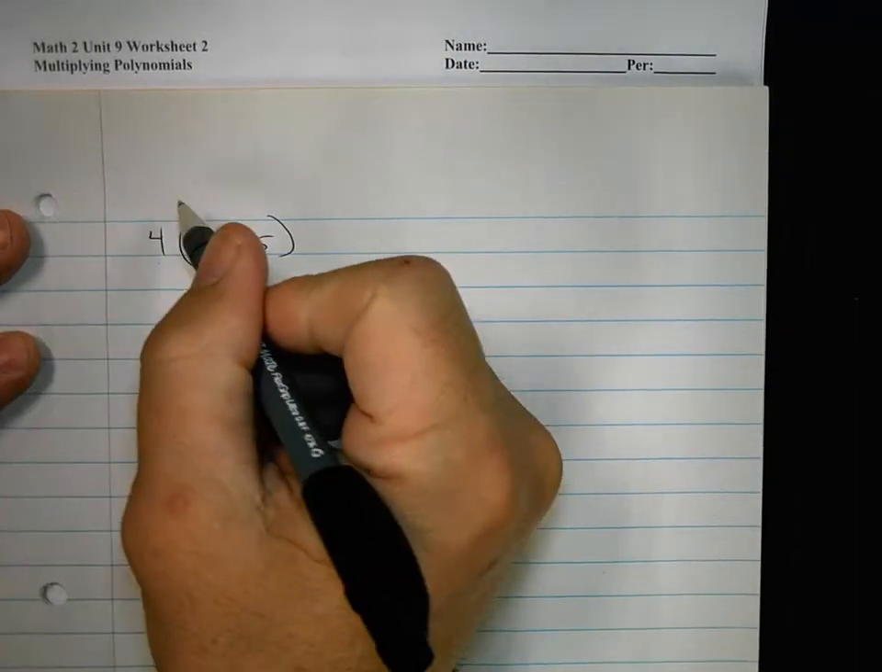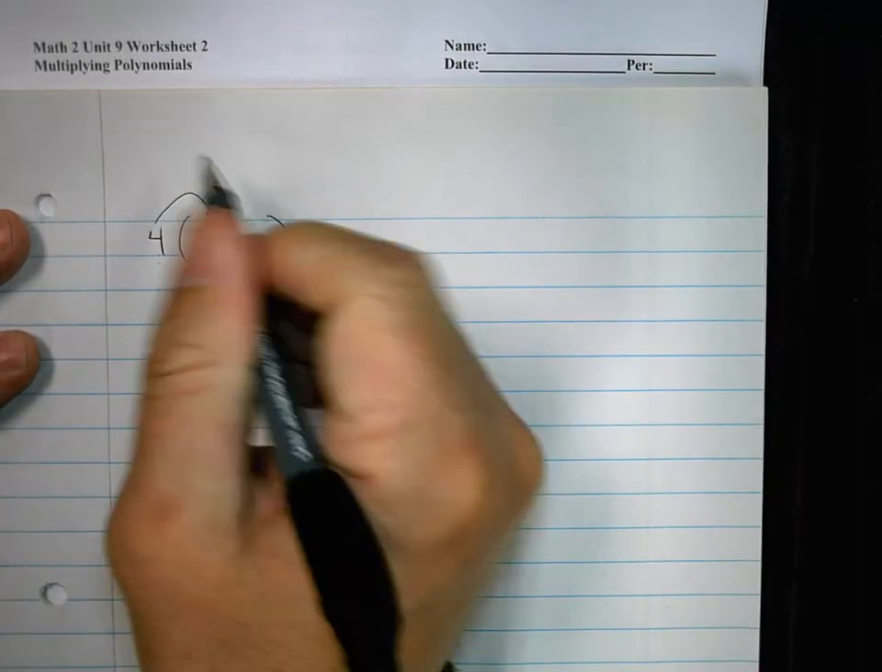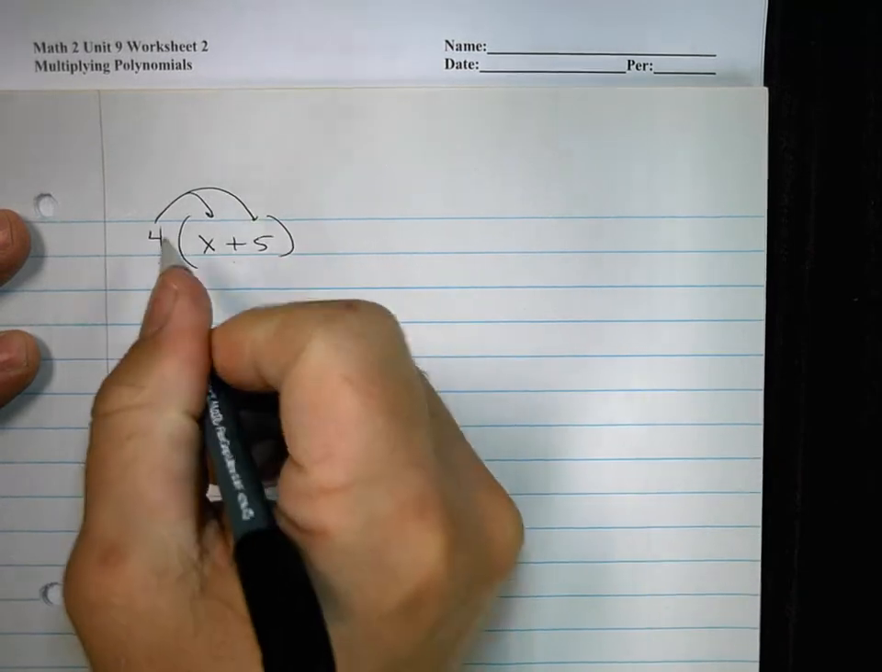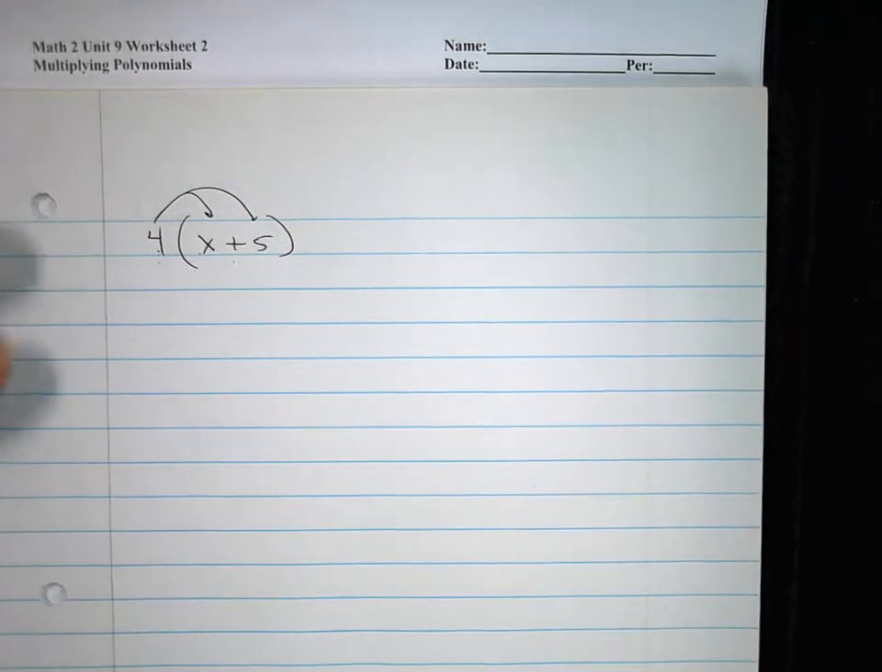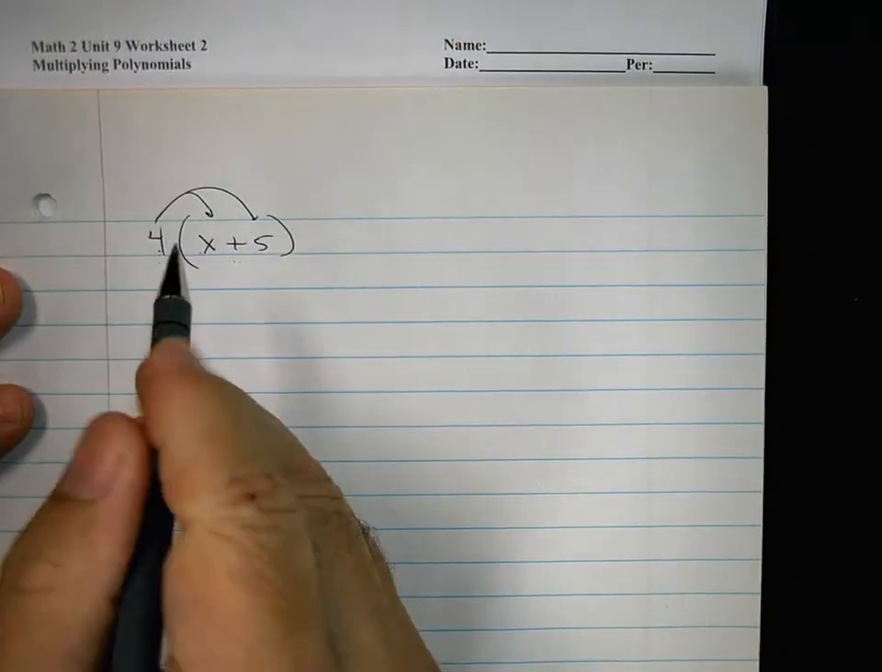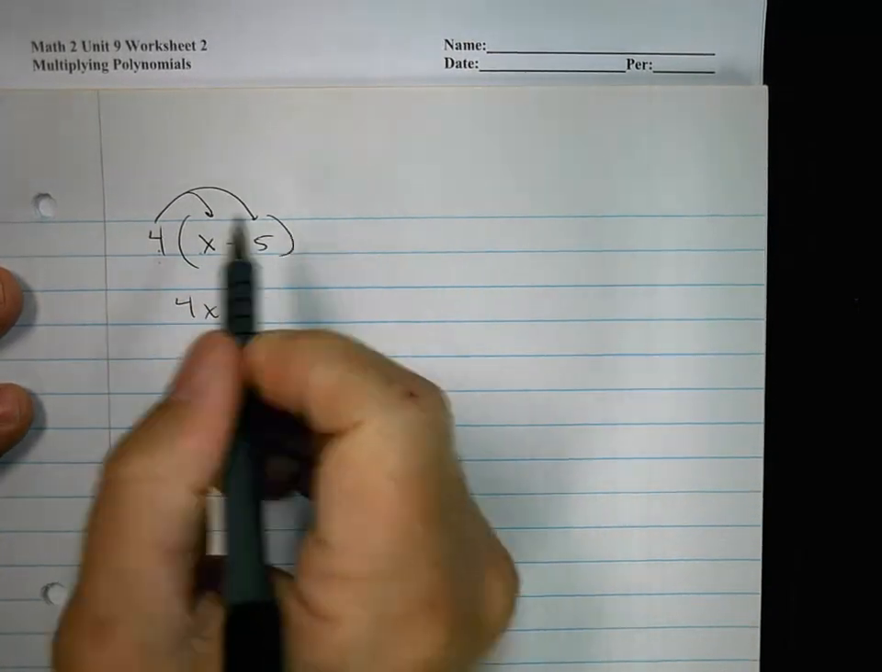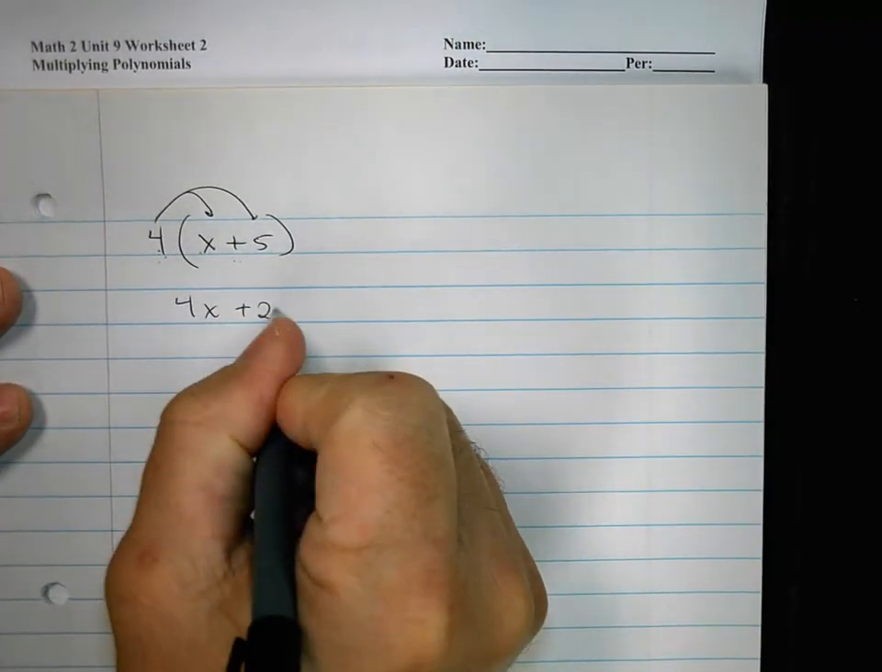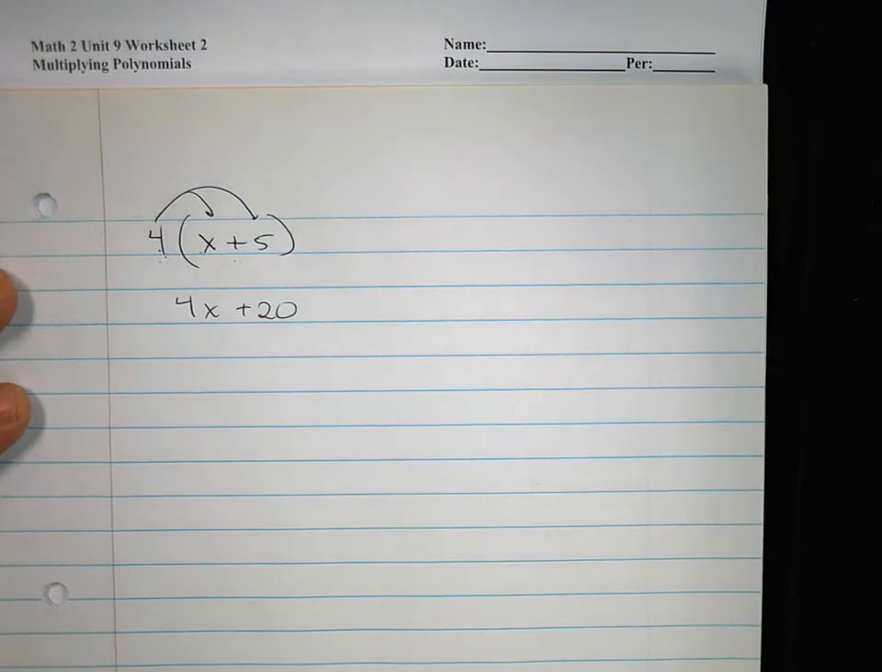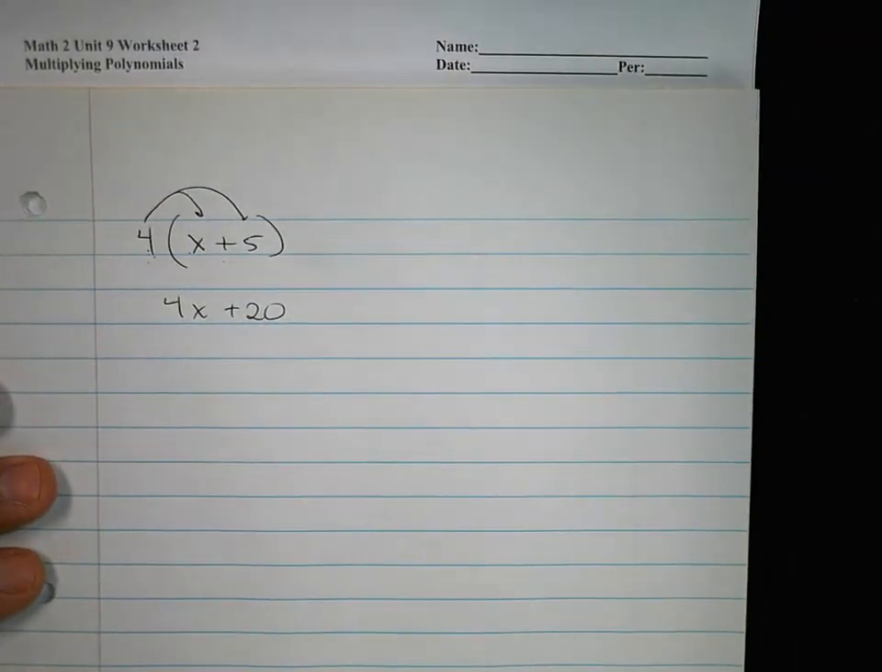We call this the distributive property, and it should not be too new to you. I really like to draw these arrows to show that the 4 is being multiplied times everything on the inside. So 4 times x is 4x, and 4 times 5 is 20. And there you go. Let's try a little more complicated one.